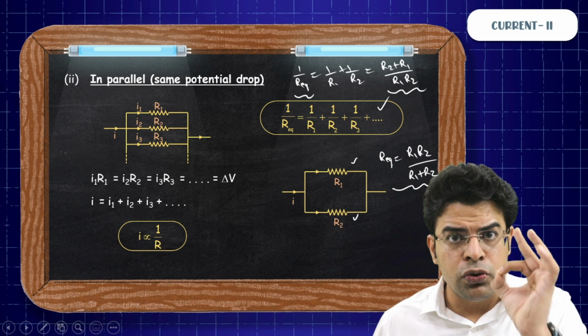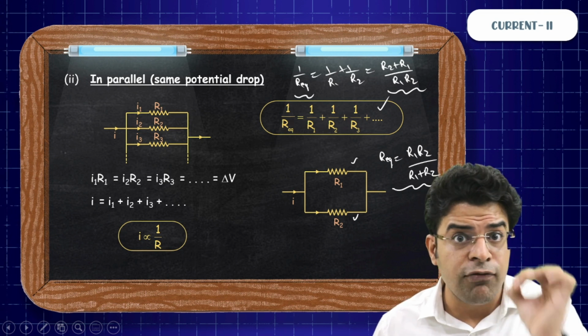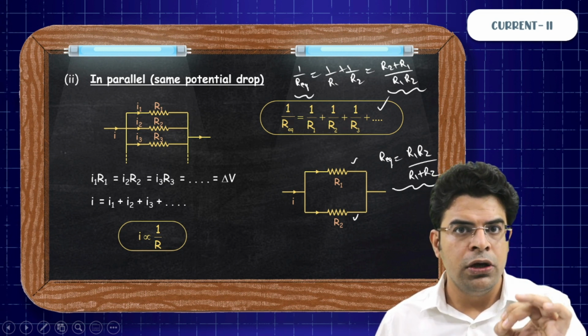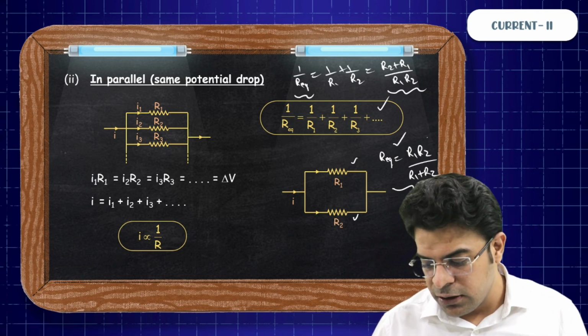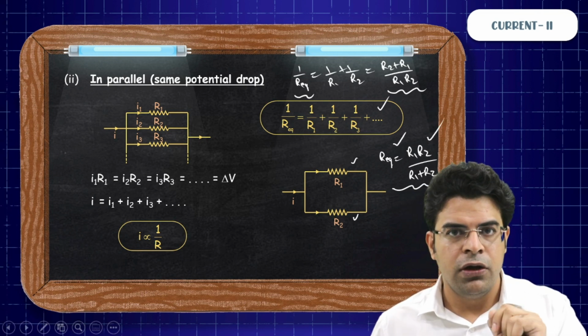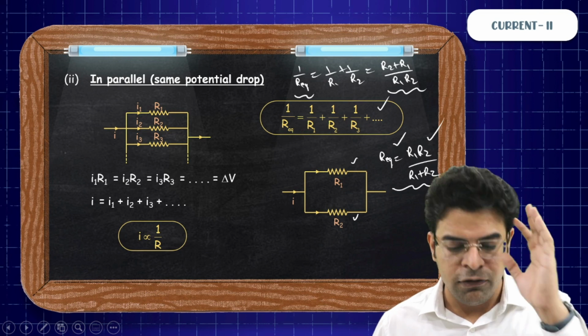Whenever you have got two resistances in parallel and they have got resistance of R1 and R2, you need to remember that R equivalent comes out to be R1 R2 upon R1 plus R2.